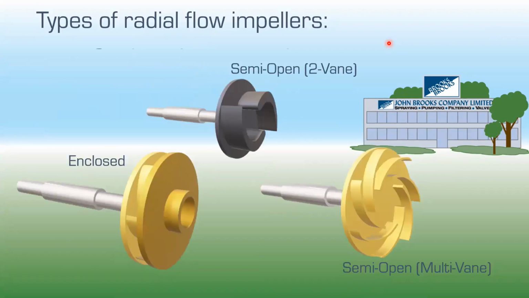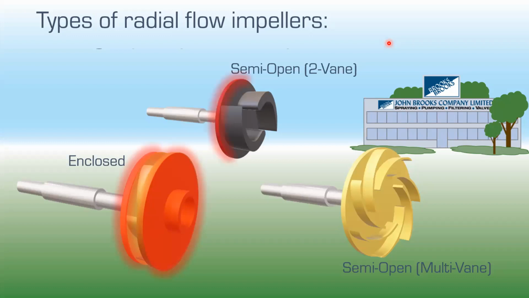Different types of radial flow impellers. First one is the enclosed over here. And the reason why we're calling it enclosed impeller is because it has a front shroud and it has a back shroud. And when looking at it head on, we really can't see the impeller vanes.